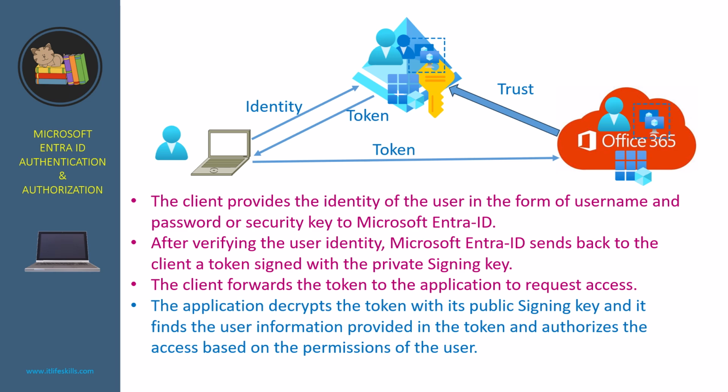Upon receiving the token, and assuming the application has already obtained the public signing key from Microsoft Entra ID, the application decrypts the token with its public signing key, finds the user information provided in the token, and authorizes the access based on the permissions of the user.